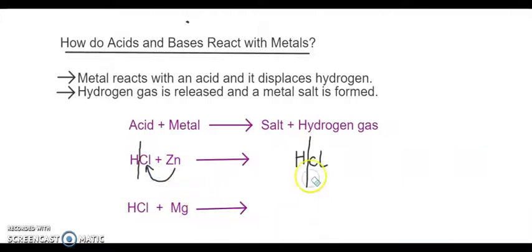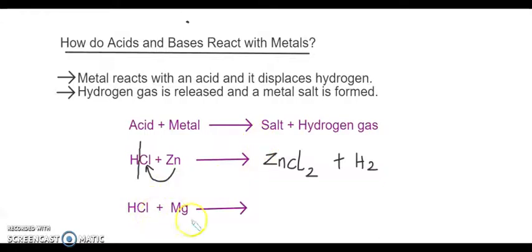If you remember, we have already talked about displacement reactions. So zinc is going to displace hydrogen and react with chlorine. So you will get the salt, that is zinc chloride, plus hydrogen gas. The salt we are talking about here is not the common salt, it's the corresponding salt. The particular metal reacting with the acid will give us the corresponding salt.